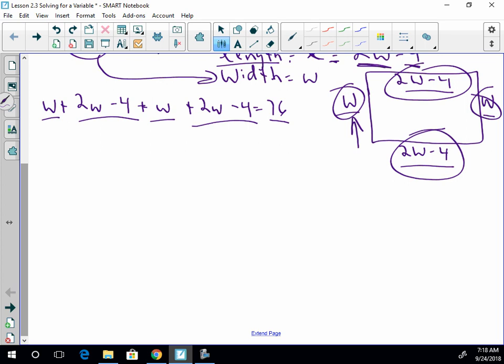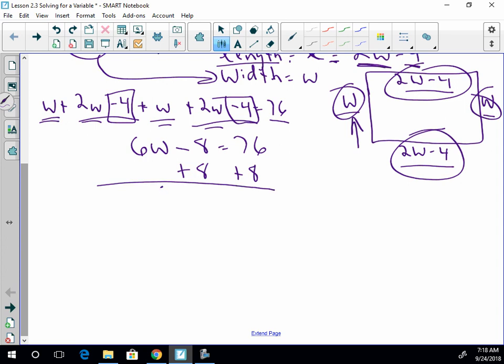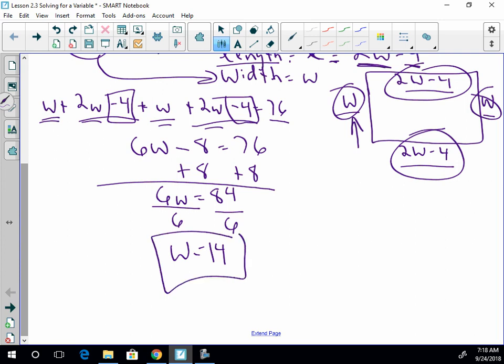And from here, this is a problem that we should know how to solve from earlier in the year. If I combine all my like terms, all my W's here, I got W here, here, here, and here, I have 6W. If I add up all my numerical parts, I have minus 8, and now that's equal to 76. And now I just solve this. I add 8 to both sides, plus 8 plus 8. I get 6W is equal to 84. Divide by 6, divide by 6. W is now equal to 14. So now I've actually found the width of my rectangular patio.